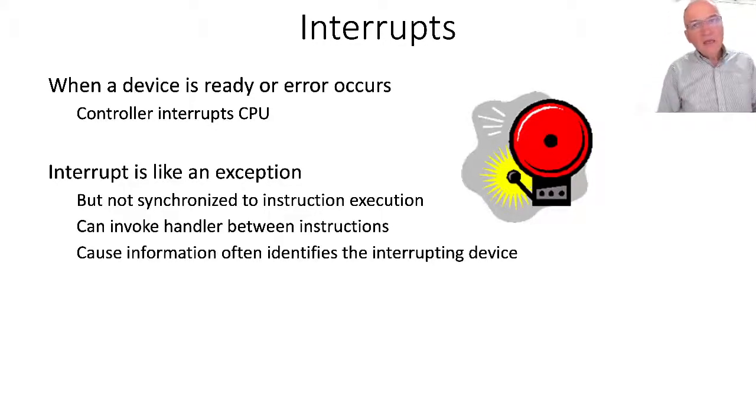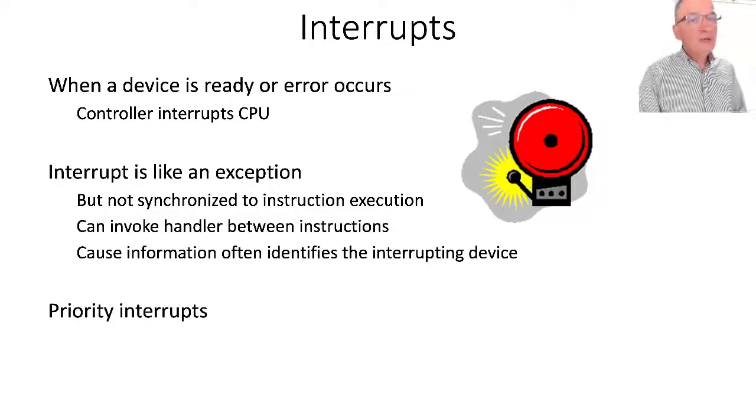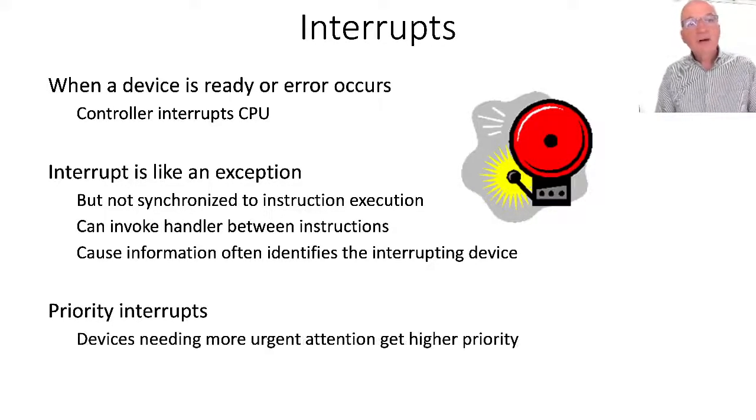And usually when there is an interrupt, the cause information will identify which device has caused the interrupt. And for interrupts, you have priorities. The devices that need more urgent attention get higher priority. So, for example, the power failure that we illustrated before will have the highest priority in the system, because when a power failure happens, you have very limited resources to make sure that the system will go down or be turned off in a safe way.